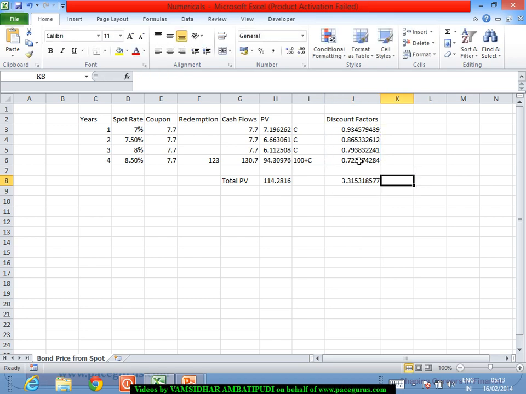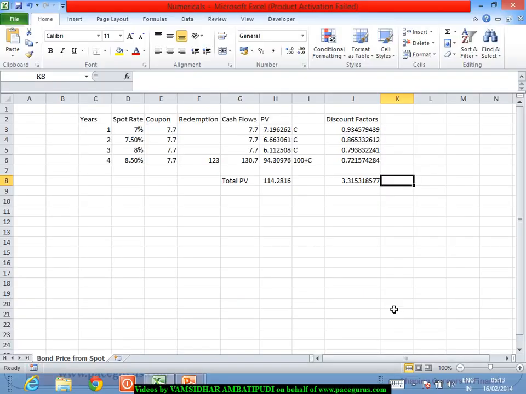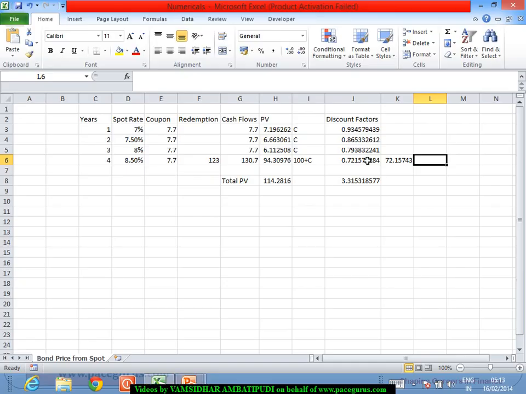So 3.315 C. This entire thing now becomes 3.315 C plus 100 by 1 plus R4 to the power 4. So 100 multiplied by this is 100 by 1 plus R4 to the power 4. That should be equal to 100. So if I take the 100 to the other side, it becomes 100 minus this.